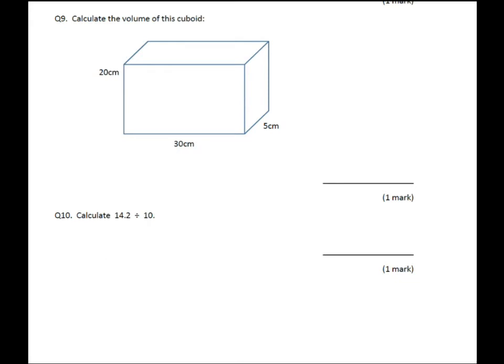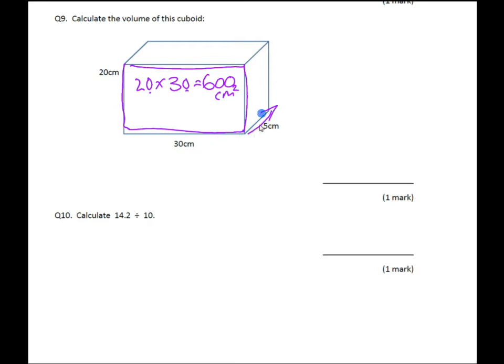Question 9. Calculate the volume of this cuboid. So to calculate the volume of an object, we said in class, work out the area of the 2-dimensional shape facing you first. So 3 times 2 is 6 with 2 zeros. So that's 600 centimeters squared as the area for the rectangle that's facing us.